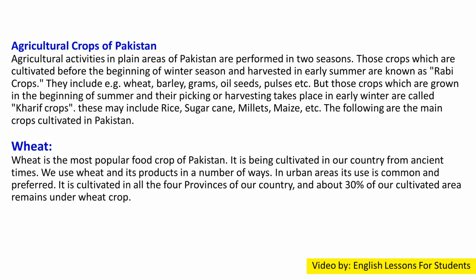These may include rice, sugarcane, millets, maize, etc. The following are the main crops cultivated in Pakistan. Wheat. Wheat is the most popular food crop of Pakistan. It is being cultivated in our country from ancient times. We use wheat and its products in a number of ways. In urban areas, its use is common and preferred. It is cultivated in all the four provinces of our country, and about 30% of our cultivated area remains under wheat crop.